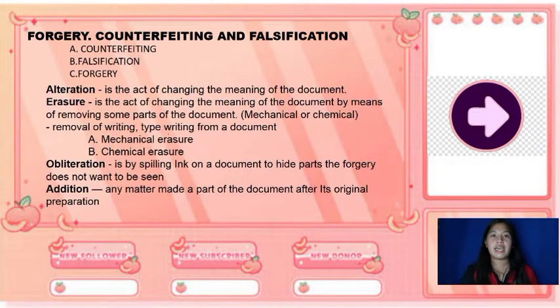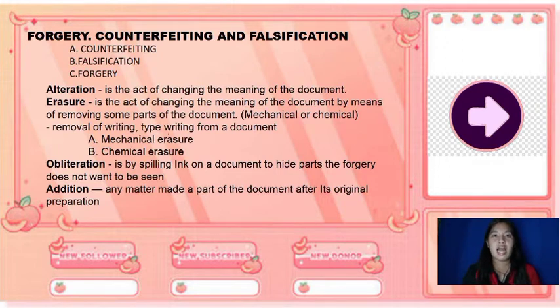Forgery, counterfeiting, and falsification. Counterfeiting is the crime of making, circulating, or uttering false coins and banknotes. Falsification is the act of making the contents of a document not the intended content. Forgery is the act of falsely making or materially altering with intent to defraud. Alteration is the act of changing the meaning of the document.